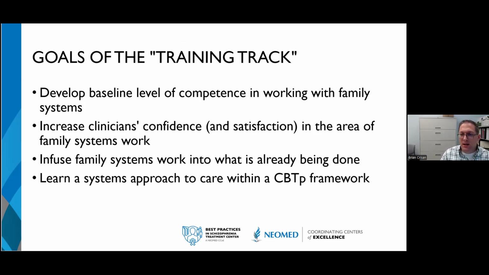I know that for many clinicians, especially if you haven't been trained to work with families, it can feel a little bit intimidating to work with multiple people, especially multiple people who might have very different opinions about treatment or conflictual patterns of interacting with each other, some of which can really come into the therapy room. So we want you to feel more confident in working with family systems and develop a baseline level of competence in working with them too. Really, we see this as an opportunity to blend or infuse those skills.